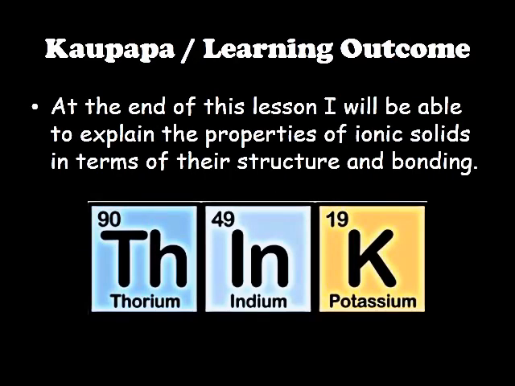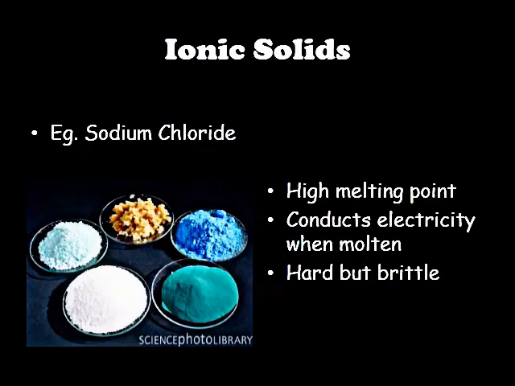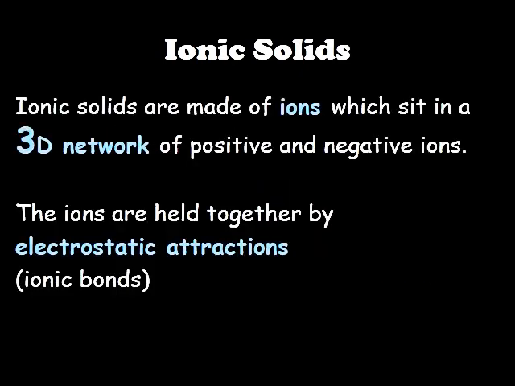So today's learning objective will be, hopefully by the end of this lesson, you'll be able to explain the properties of ionic solids in terms of their structure and their bonding. A perfect example of an ionic solid is sodium chloride, or table salt. By and large, they have high melting points. They conduct electricity only when molten or dissolved, and they are hard but brittle. So we can now try and explain those properties using structure and bonding.